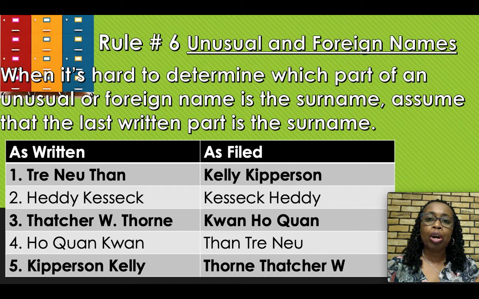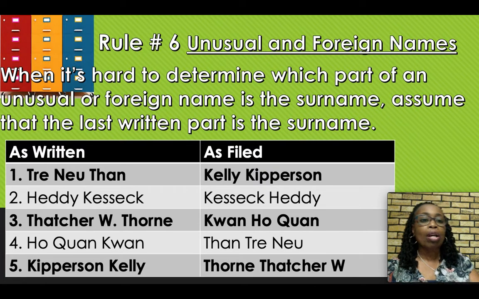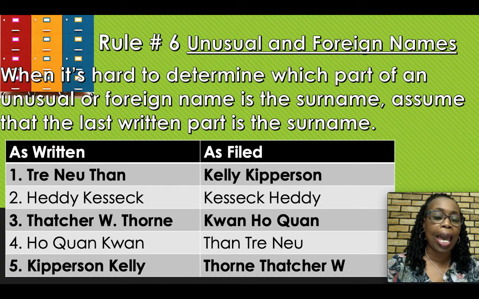When it's hard to determine which part of an unusual or foreign name is the surname or the last name, we assume that the last written part is the surname or the last name. So we have 5 unusual foreign names, and I'm going to attempt to pronounce them. The first name is Trey New Than. Than is going to be considered the last name. Hetty Kisak. Kisak is going to be considered the last name.